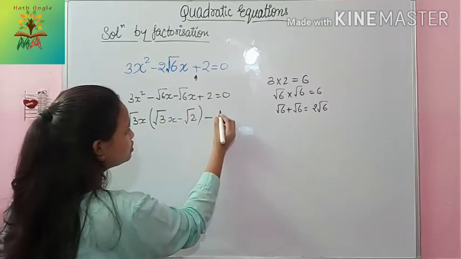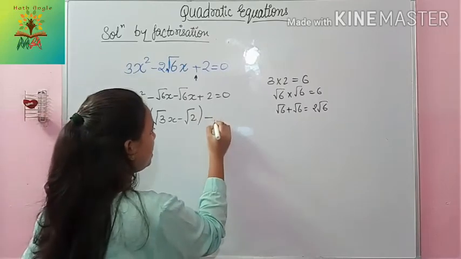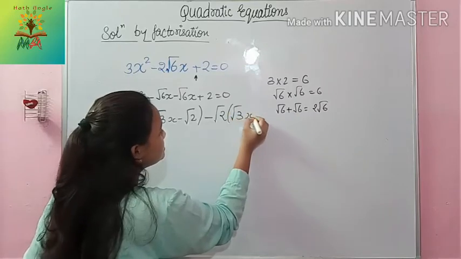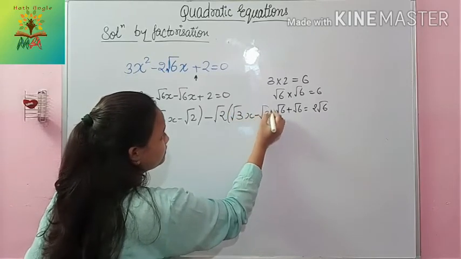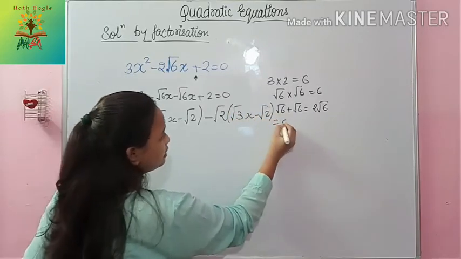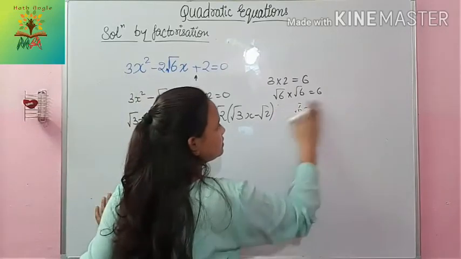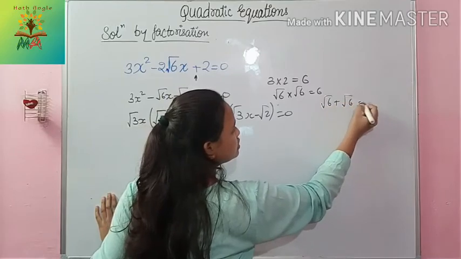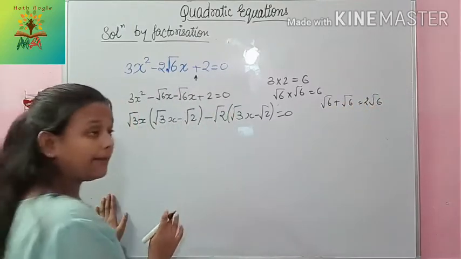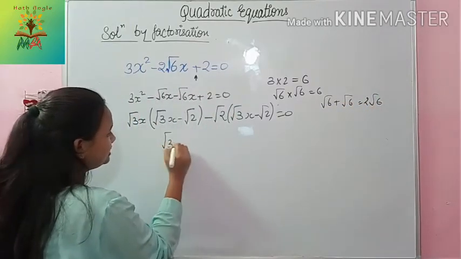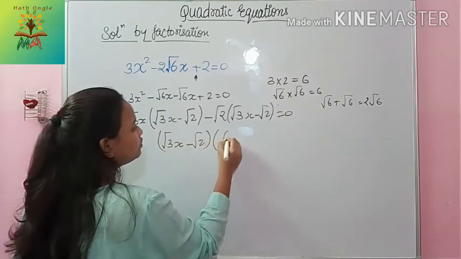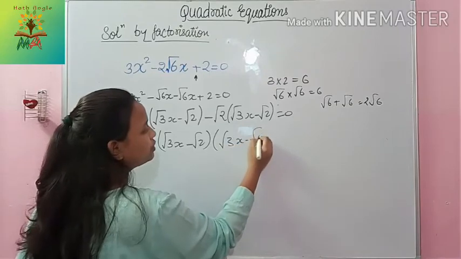यहाँ पे माइनस √2 कॉमन लेने के बाद √3x माइनस √2 is 0, right? So यहाँ पे हमारे पास जो फैक्टर्स आते हैं दैट आर √3x माइनस √2 एंड अगेन √3x माइनस √2.